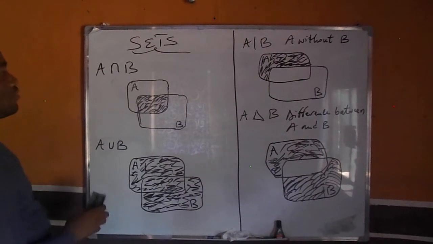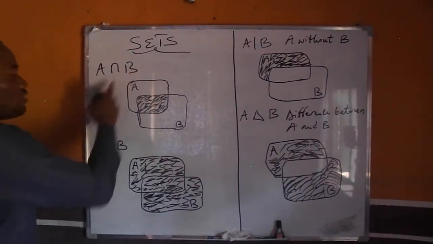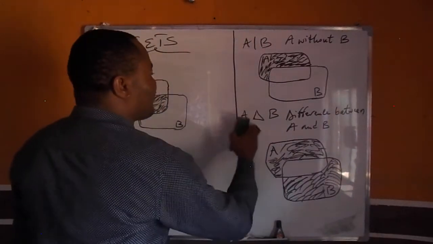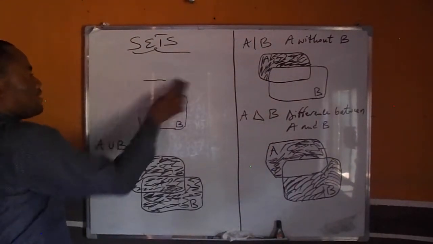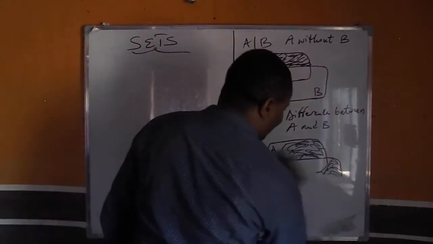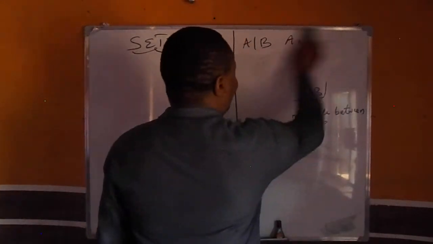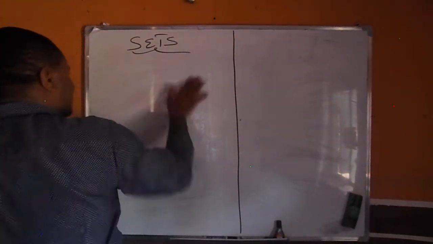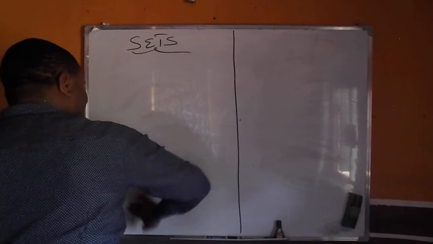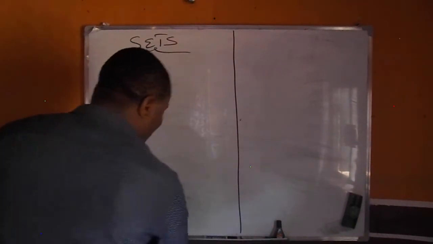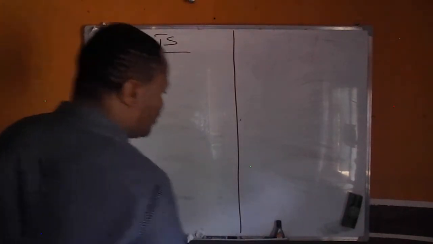With this now, as we have said, A intersection B, I've explained A union B, A without B, and the difference between A and B. Now let's go to another example. We have done something on this Venn diagram. Now, let us use figures and see how it will look like.